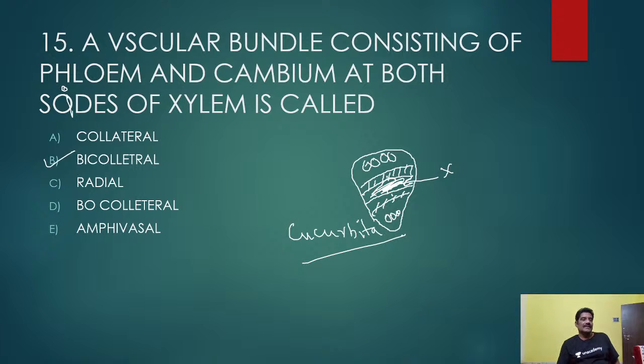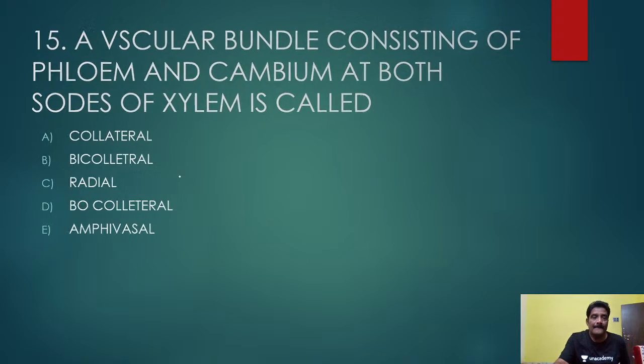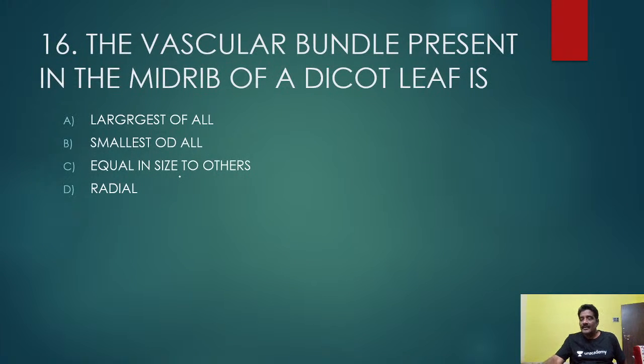So the radial option is not correct here. Bicollateral, the option 2 is not right. And amphivasal, it is also not correct. So collateral is also not correct. Here the right answer is bicollateral.